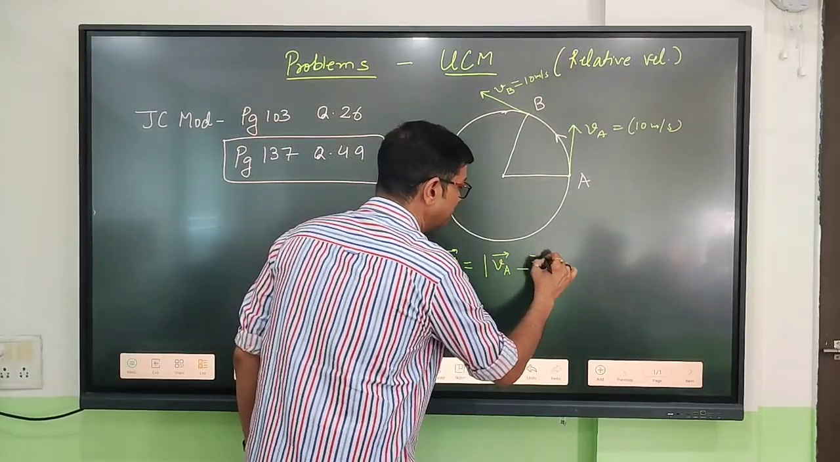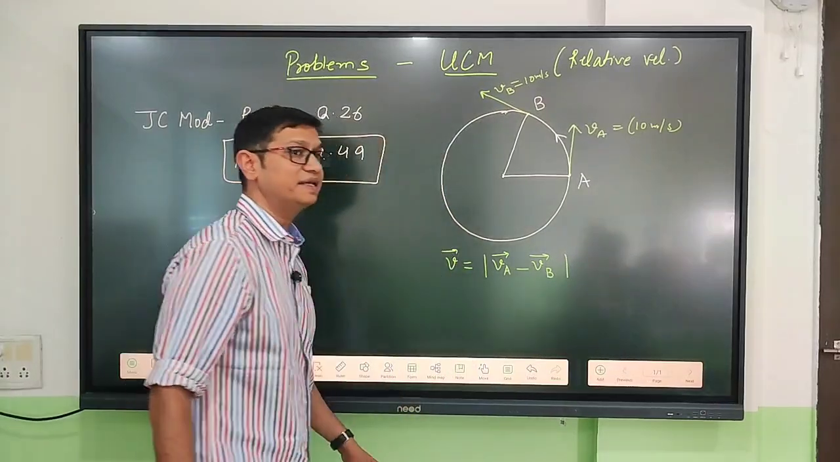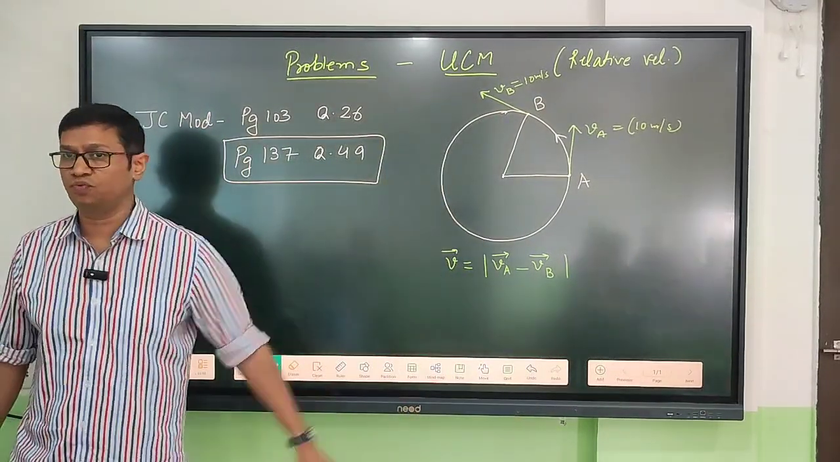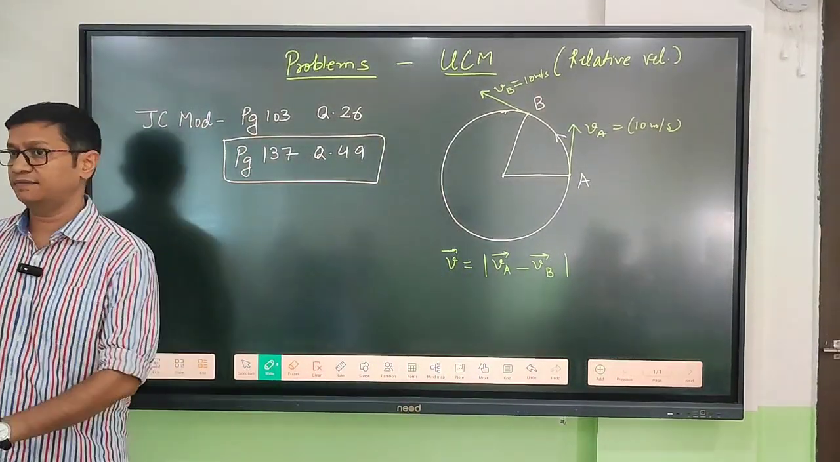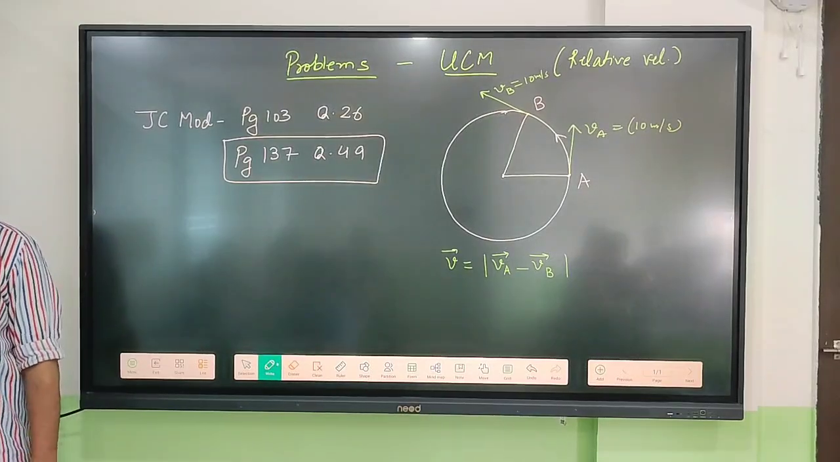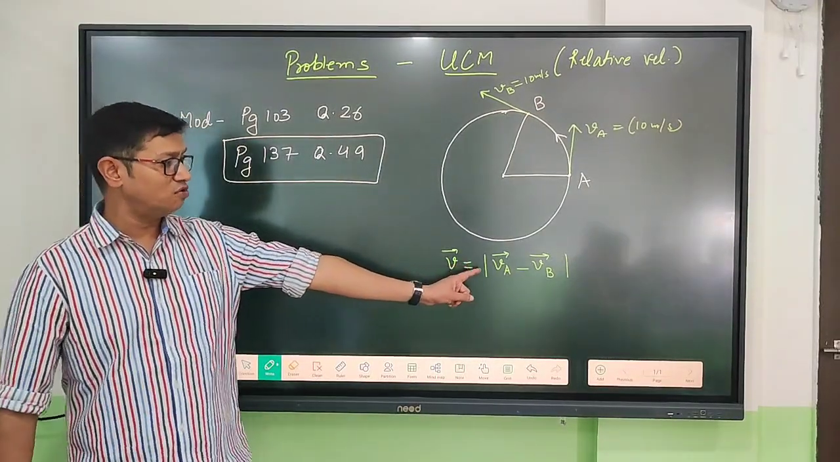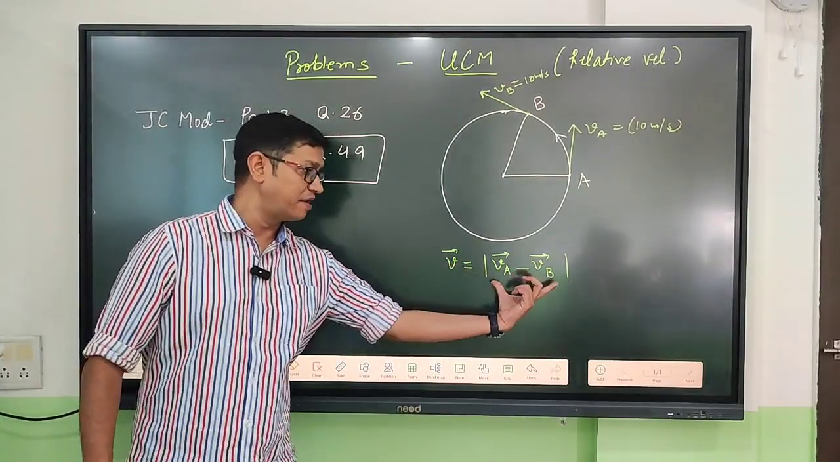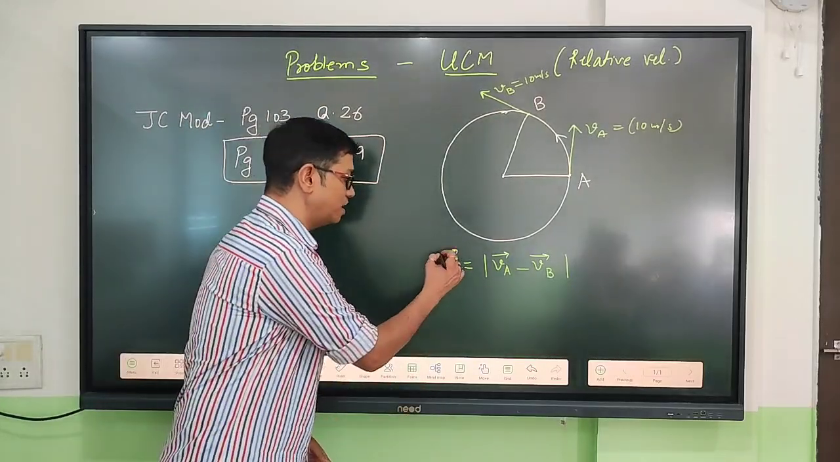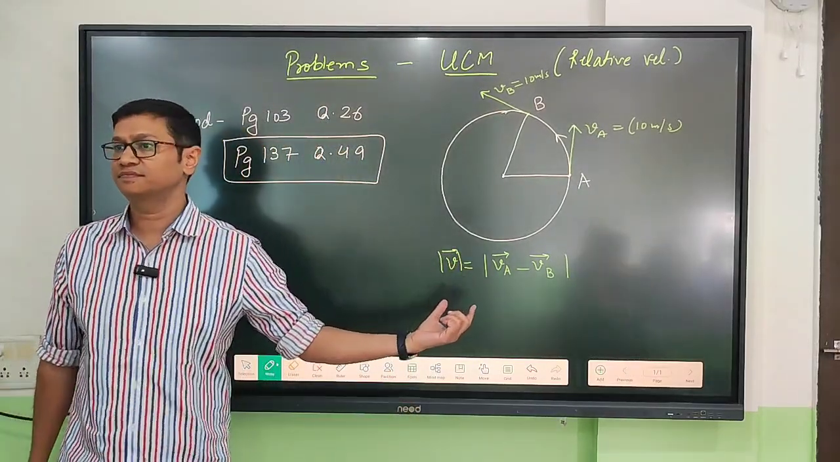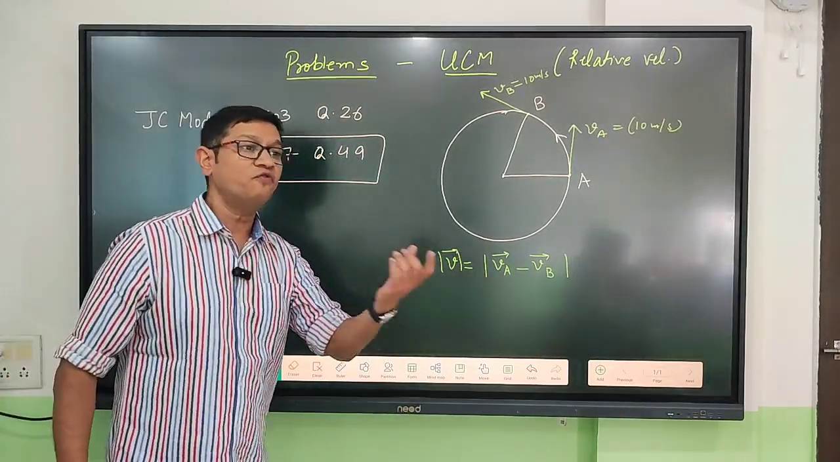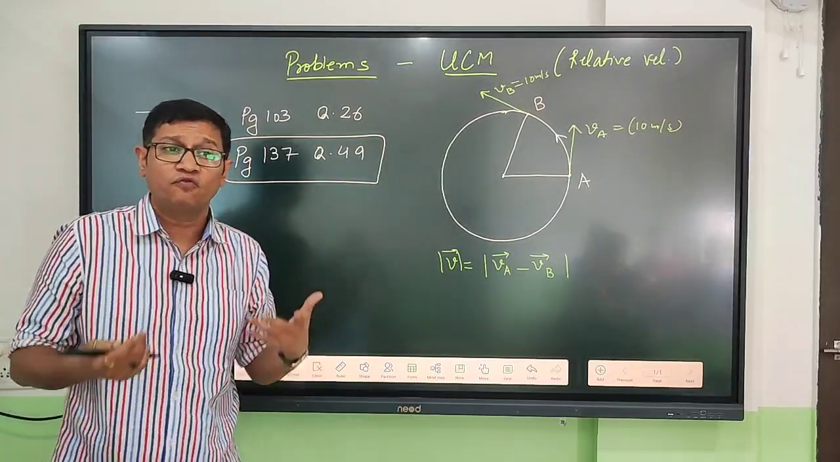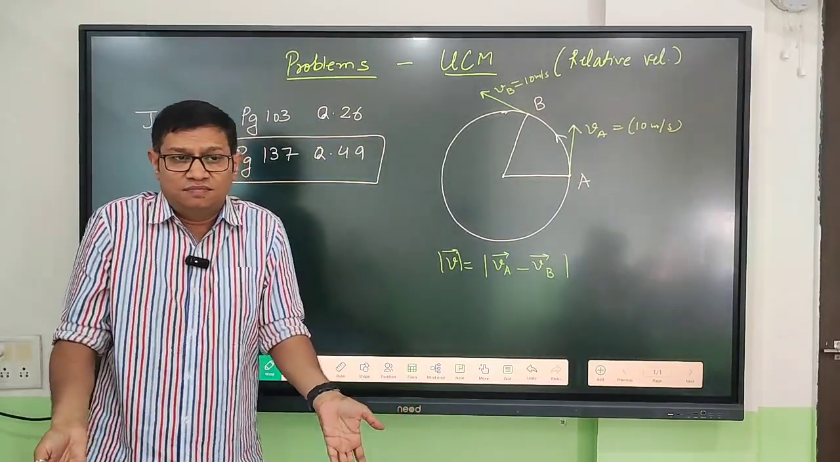If I am writing this, is it making sense to you? This is what they are asking. First go figure out the change and take the magnitude. So that is what they are asking. So if you want to find a change in two vectors, you got to find the vectors first.